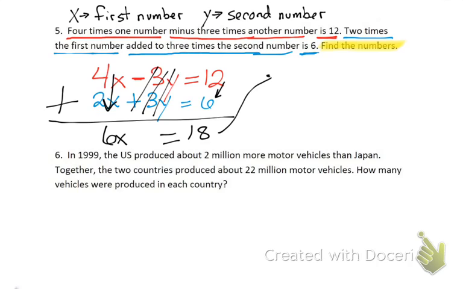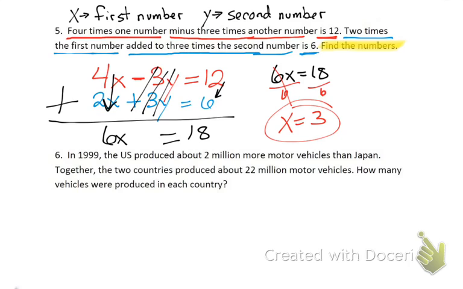So I'm going to move this up here. 6x equals 18. I wrote a little big on this one, but 6x equals 18. Let's divide both sides by 6, and x equals 3. So again, there is your first answer. Your first answer is x equals 3.